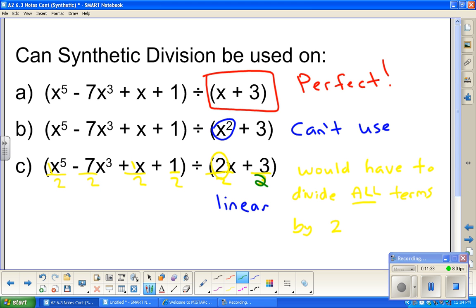All right, but B is out of the question. Okay, we're not going to do B with the new method. A and C can be done. A is perfect, C a little bit of work. All right, so let's do one. Here's the process.